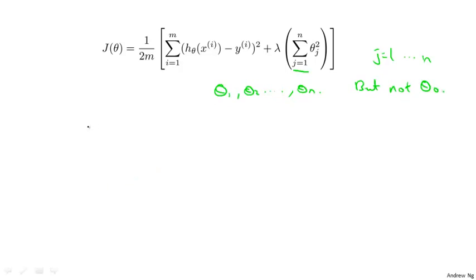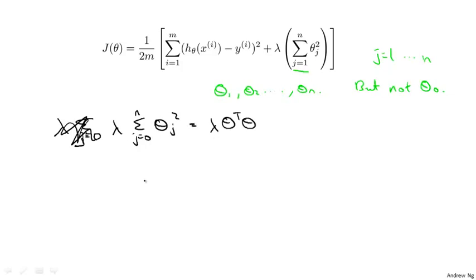One other possible formulation, which some people use, is to use a regularization term that is a sum from j equals 0 to n of theta j squared, and this can also be written as lambda theta transpose theta. It's just the inner product of theta with itself. By convention, the original version that we've been using so far is somewhat more common, but either version actually works fine, and in practice it makes relatively little difference.